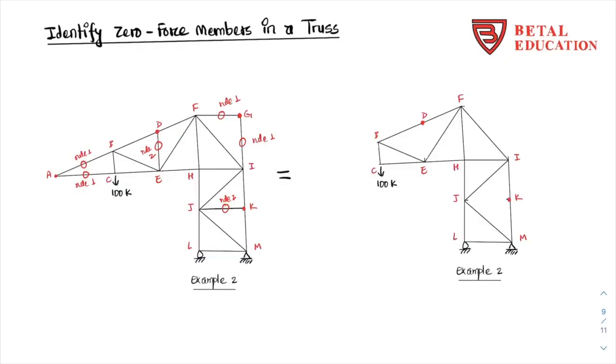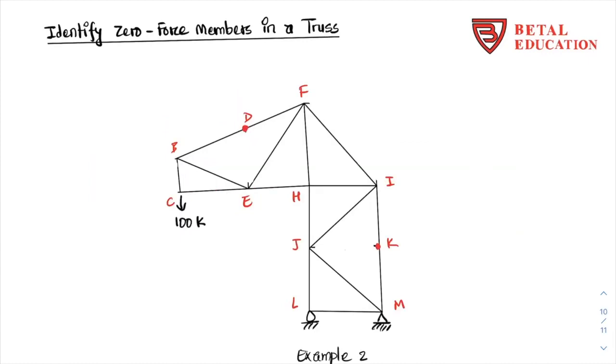Okay, for rule number 3, we will remove all the zero force members that we got from rule 1 and 2 and then reapply rule 1 and 2 on the new structure. So on my right, we have the new structure, which is formed by just assuming that we don't have those zero force members. Okay, now reapply rule 1 and 2 on this structure.